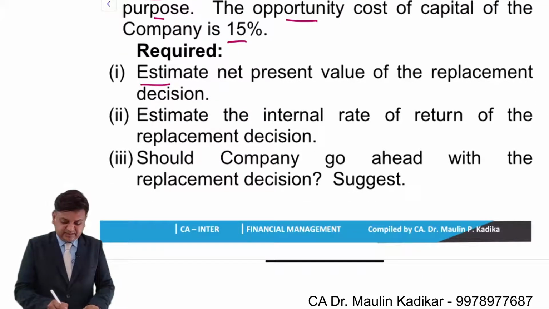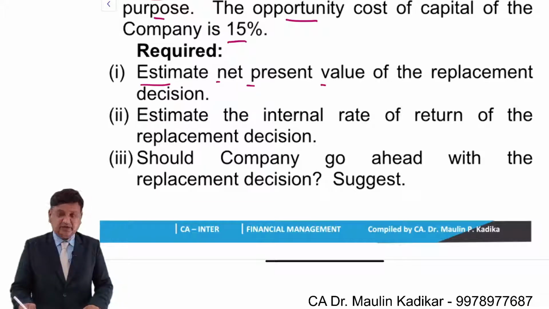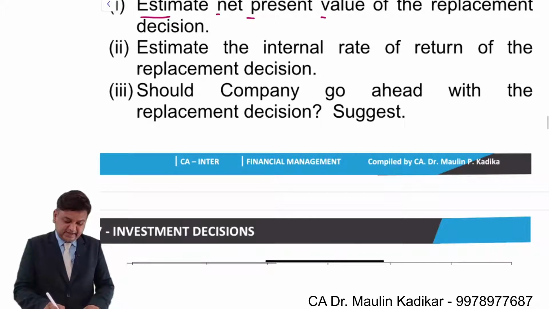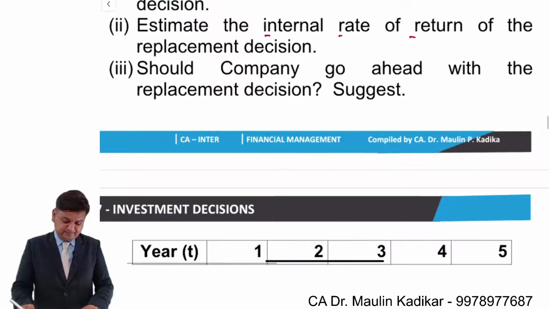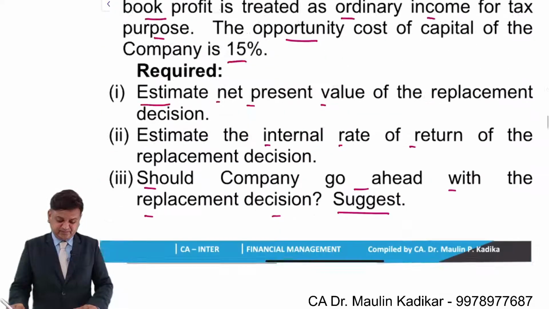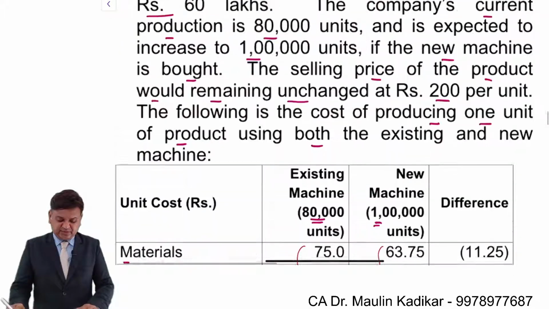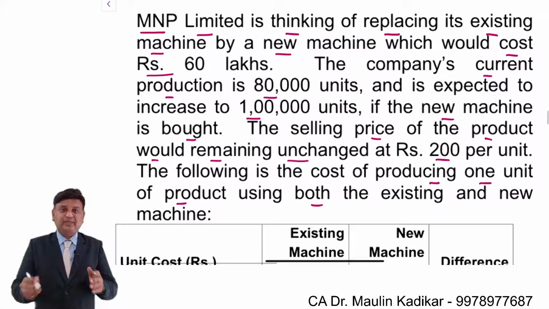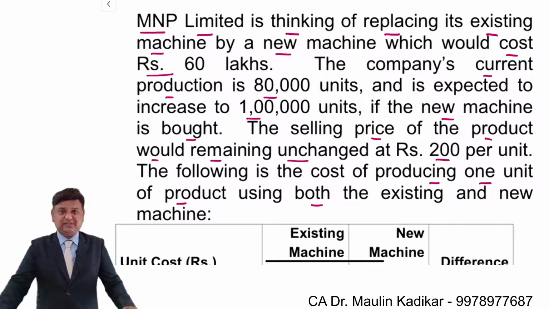You are required to estimate the NPV, net present value, of the replacement decision. Estimate the IRR of the replacement decision once again. You are also required to suggest whether the company should go ahead with the replacement decision. Discounting factors from 15% to 35% have been provided to us. So this is the way the information is provided. I request all of you to go through the question, please.